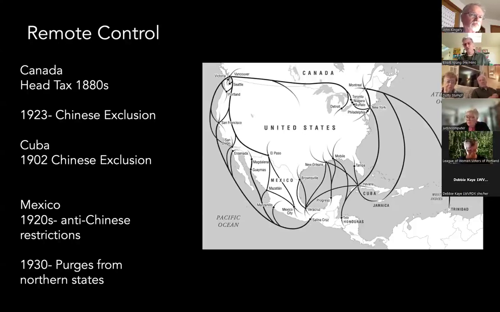There was resistance to imposing Chinese exclusion in the late 19th century, but in the 1920s, in the midst of a revolutionary nationalist fervor, the Mexicans do incorporate anti-Chinese restrictions. And then in the 1930s, they purged Chinese from some of the northwestern states in Mexico, pushing them out of those states. So we can see that Chinese exclusion is not only happening around the borders of the United States, but is actually externalized, and the U.S. is pressuring these other countries to implement similar policies.